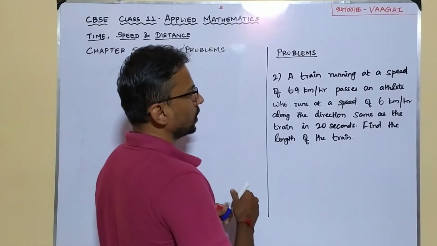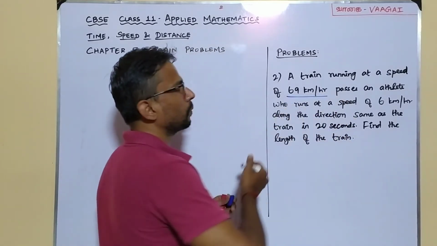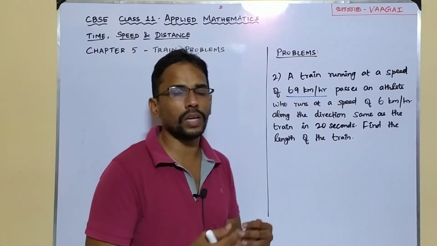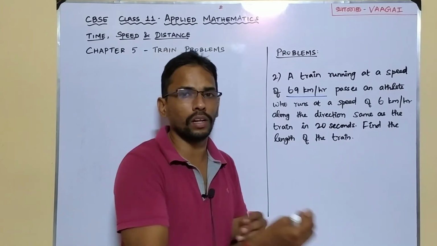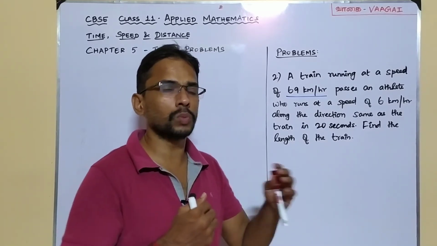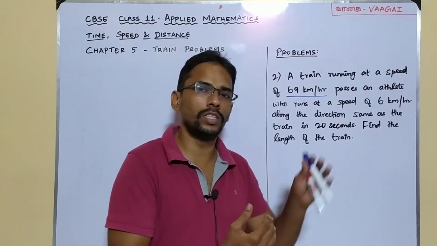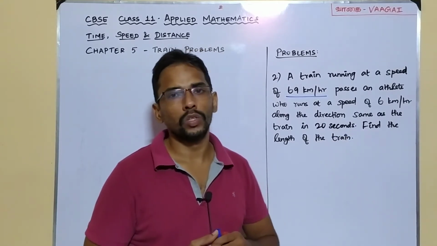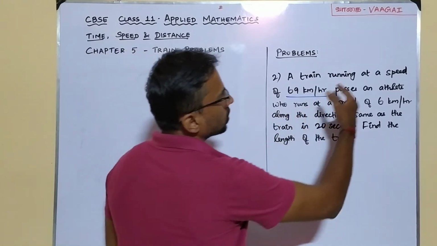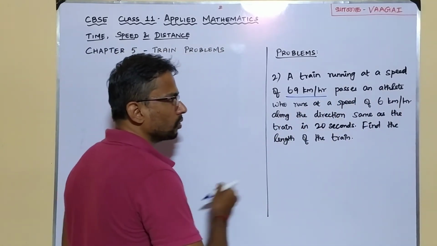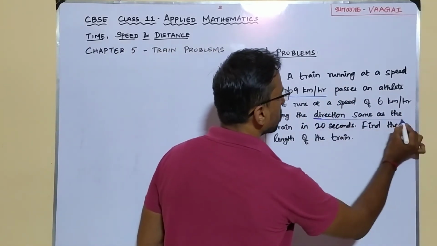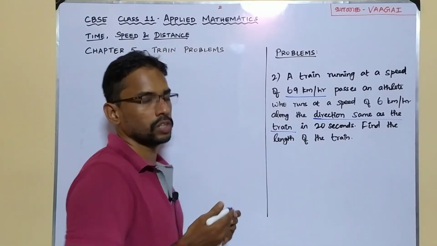A train which is running at a speed of 69 km per hour is going to pass an athlete. I mean, it is going to cross an athlete. So at this moment itself, you should be able to recognize under which case this problem will come. So a train is going to pass an athlete who is running along the same direction. The direction is same as the train. That is also very clearly mentioned in the question.